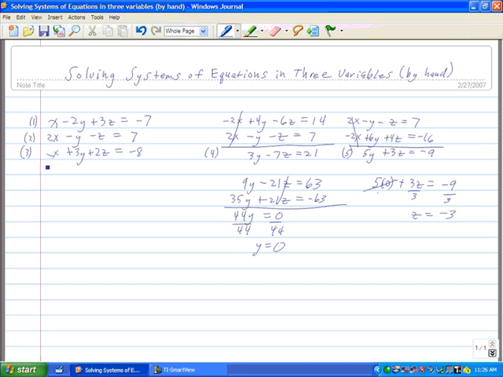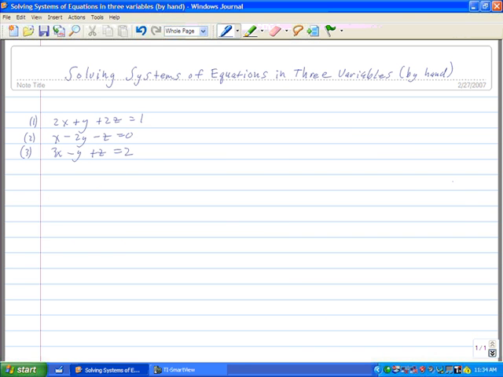I can go back, say, to the first equation and plug back in, and I'll be able to find x. So I would have x minus 2 times 0 plus 3 times negative 3 equaling negative 7. So this is an x, that zero's out, minus 9 equaling negative 7. When I add 9 to both sides, I get x equaling 2. So there's your x, your y, and your z. Now that is using the technique that is basically the same as the elimination technique.